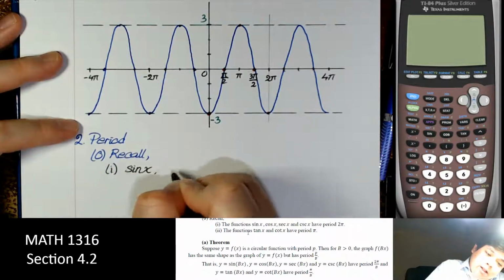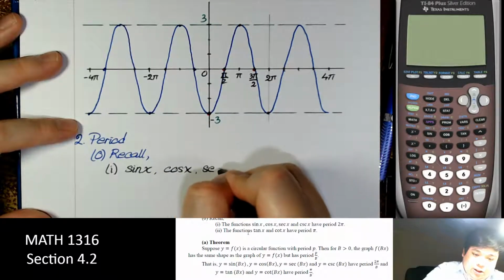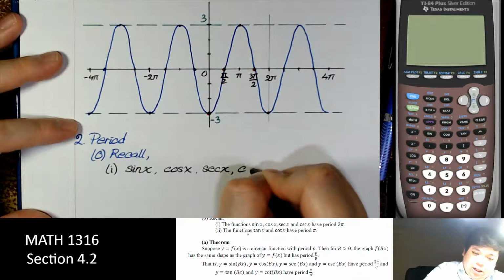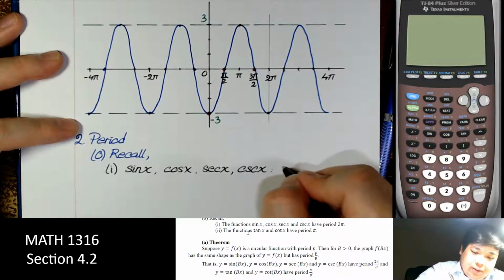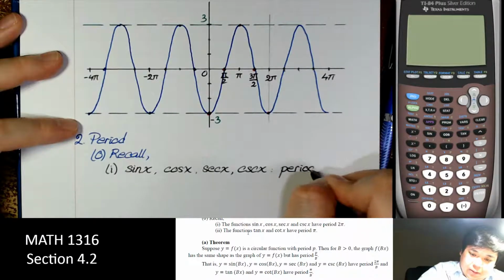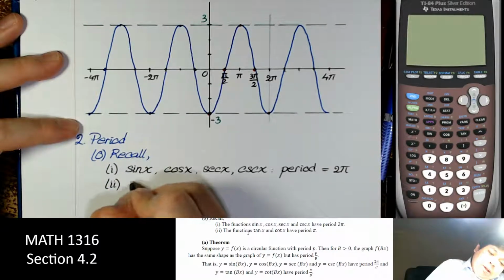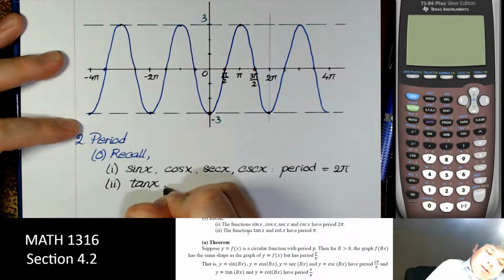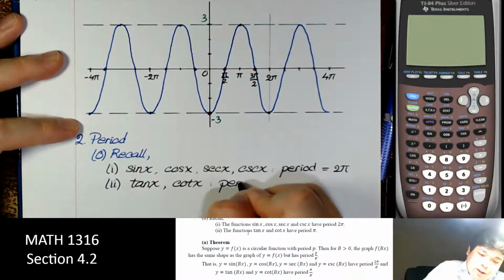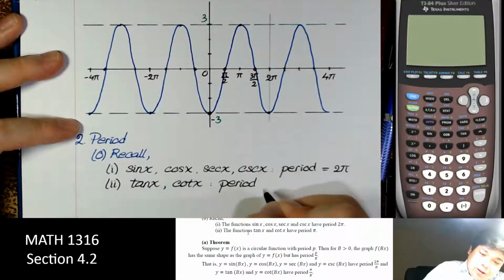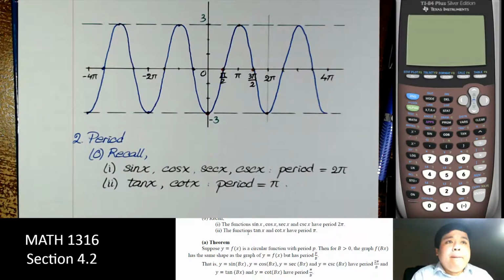Well, I have sine x, cosine x, secant, and cosecant. The period is 2 pi. Tangent and cotangent. The period is pi. Right.